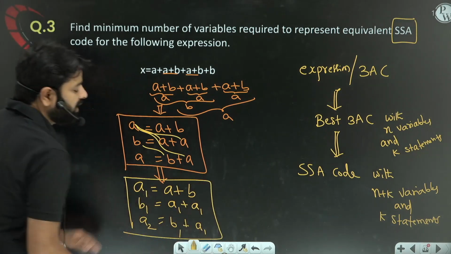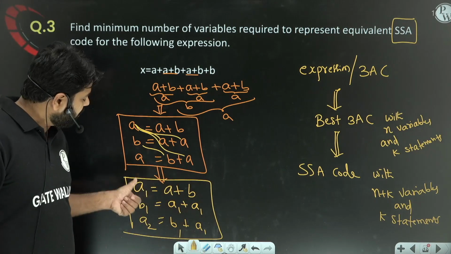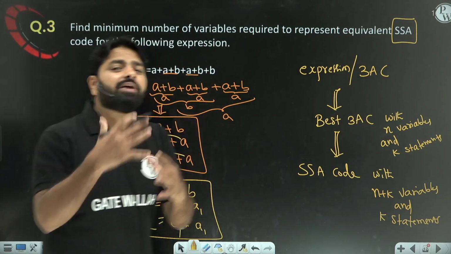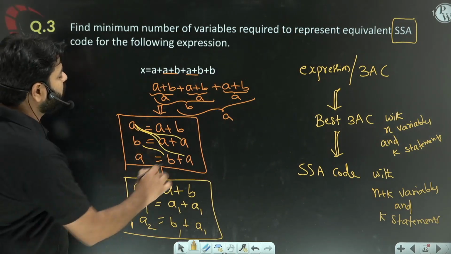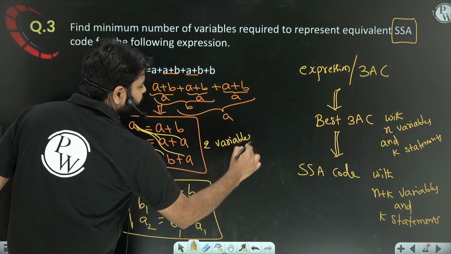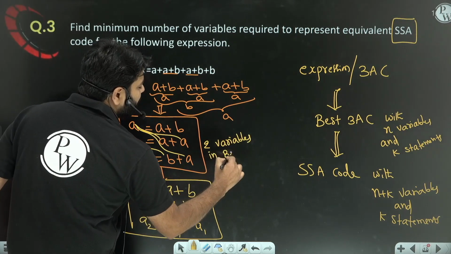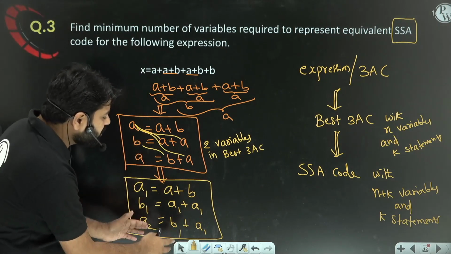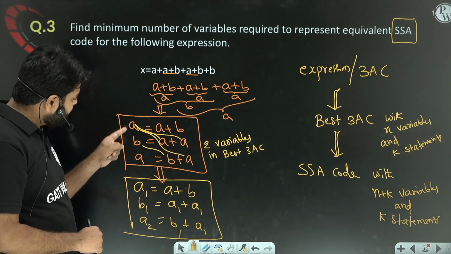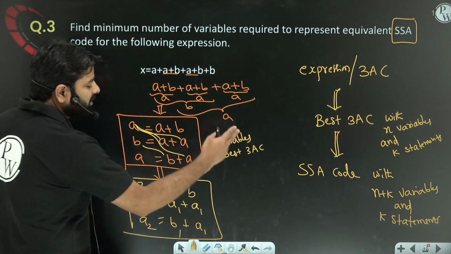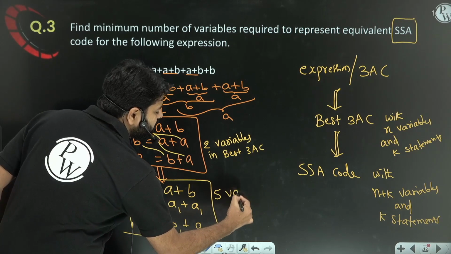What did you observe? I have the 3 statements, I got the 3 additional variables. That's why I did here k extra variables you get. Here you have 2 variables only, 2 variables in 3 address code. Best optimized version of 3 address code. But how many variables? Already 2 variables that will be there, but 3 statements will create 3 new variables. So 2 plus 3, we got 5 variables.